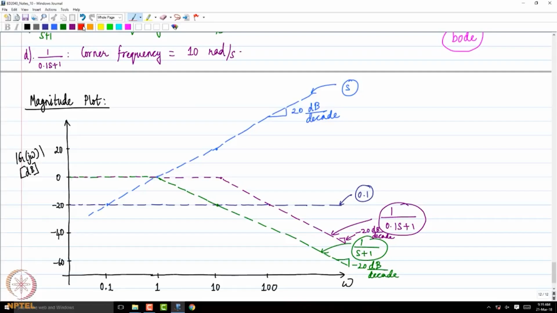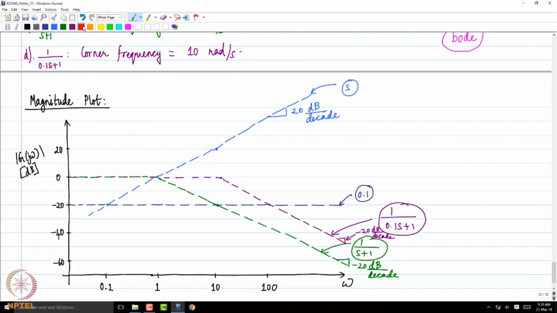How can I add them? So you see that the s term is going to affect throughout all frequencies, right? And the minus 20 decibels per decade term also will affect throughout all frequencies. And the 1 by (s plus 1) term and the 1 by (0.1 s plus 1) term will come in starting from the corresponding corner frequencies, because till those corner frequencies the contribution is 0 decibels, right.